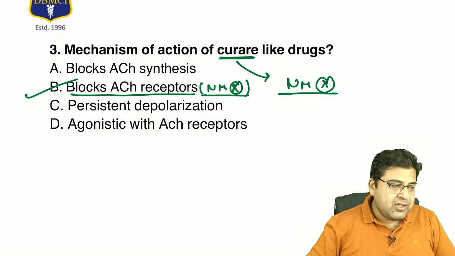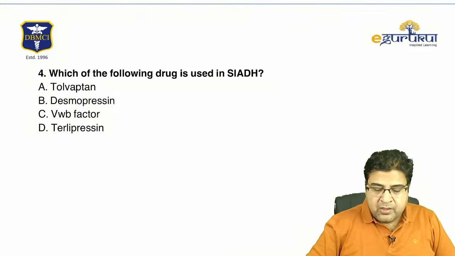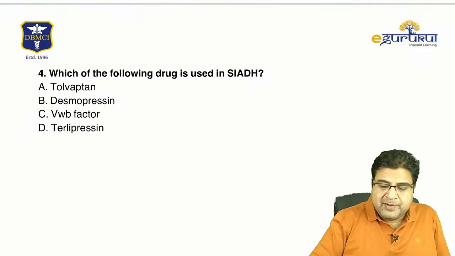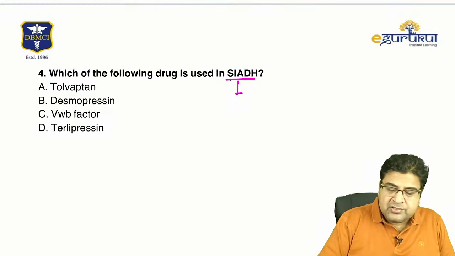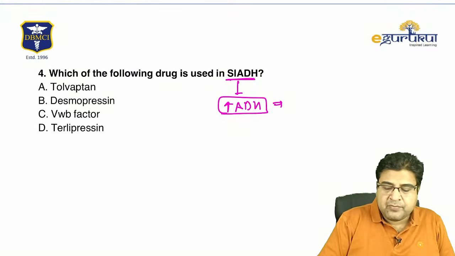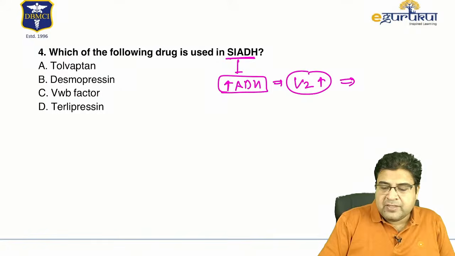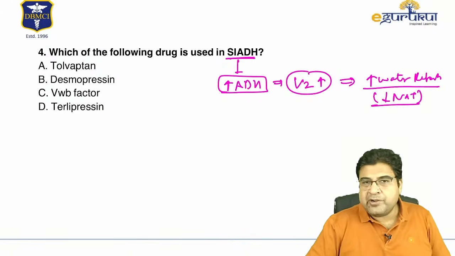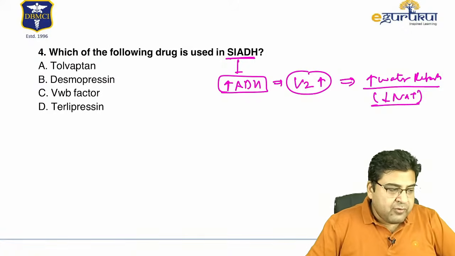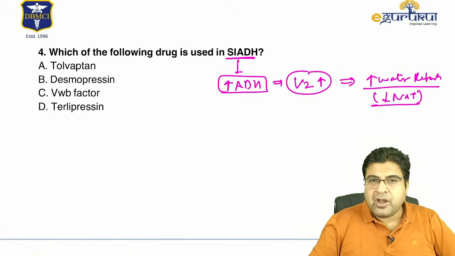So question number 3, answer is B. Question number 4, they have asked which medicine is the best medicine for SIADH. Now SIADH is a condition where the antidiuretic hormone activity is very high, and this will act on the vasopressin 2 receptor, and by acting on the vasopressin 2 receptor this can cause water retention. As a result of water retention, the sodium level will go down, and that is known as hyponatremia. So basically they want to ask which is the best medicine for hyponatremia.